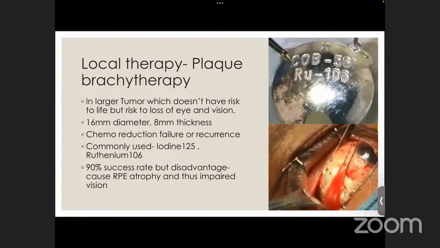As you can see in the second picture, this will be placed inside the extraocular muscle above the area where the tumor is present and then sutured onto the sclera. It has a 90% success rate, but the disadvantage is it causes RPE atrophy and thus impairs the vision. So it is also not the primary treatment and is used where chemoreduction failure is there, or if the tumor reoccurs.